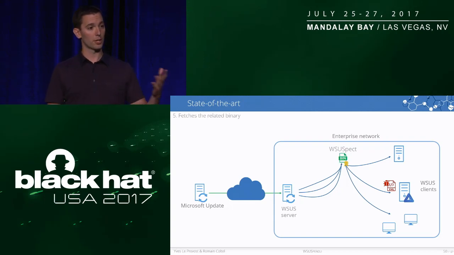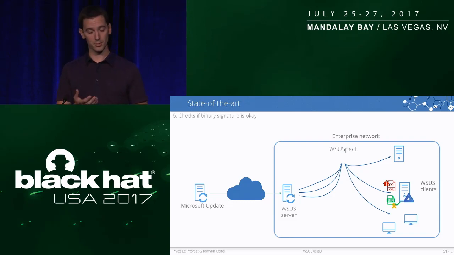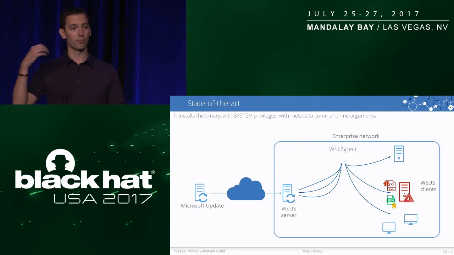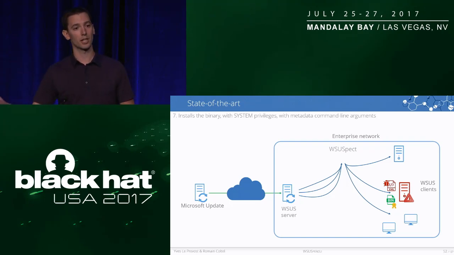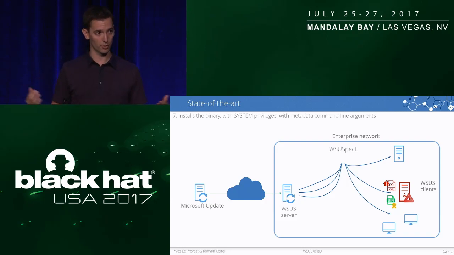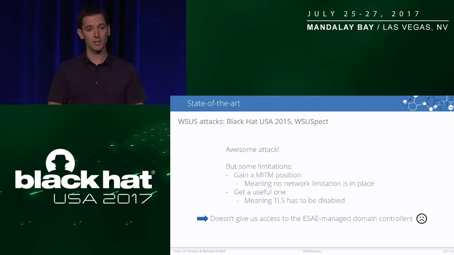So the client will try to download a binary. The binary here has to be signed. WSUSpect found 2 binaries, which are PsExec and BGInfo. These 2 binaries are signed by Microsoft and take arguments in their command line to execute arbitrary commands. So that's how you have command line arguments in the metadata and a signed binary, so you can compromise the client. Again, the binary is applied with full system privileges, so you can do anything you want on the client. This really is an awesome attack.